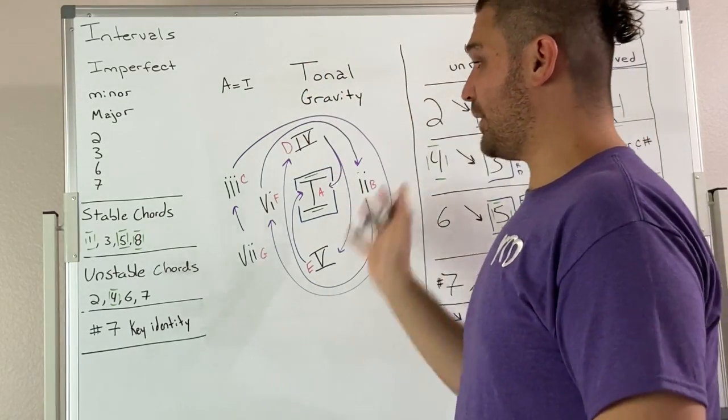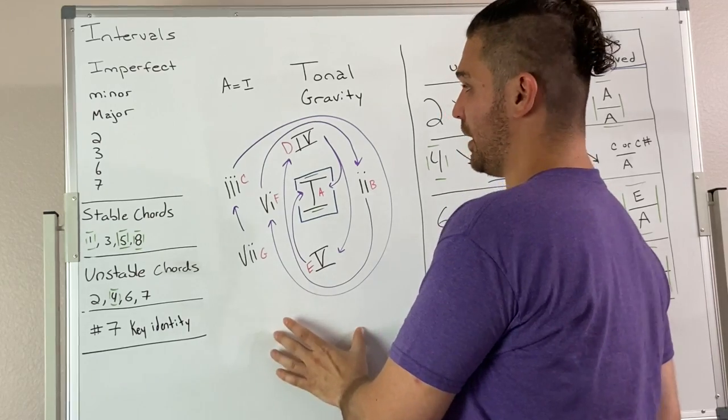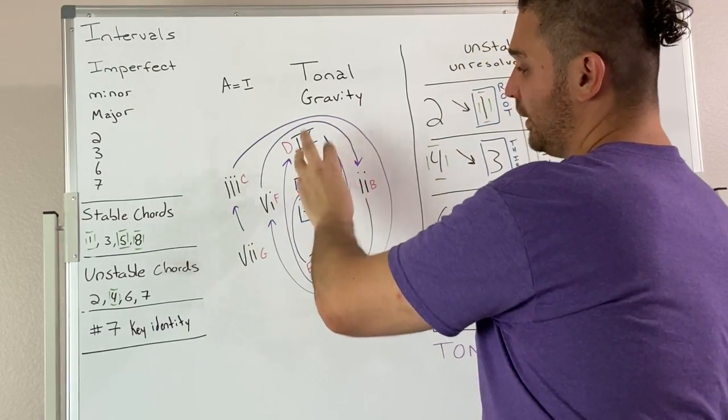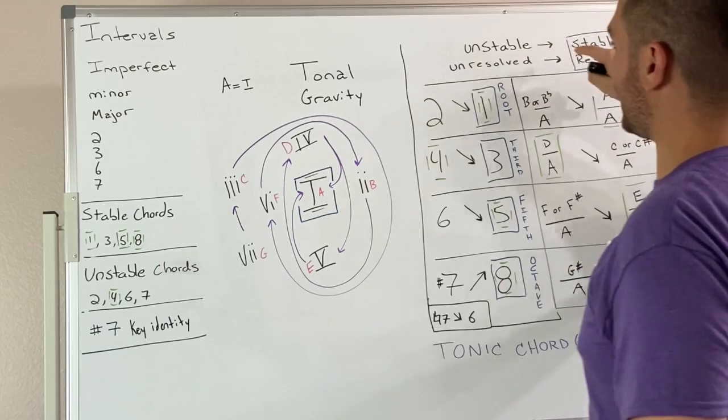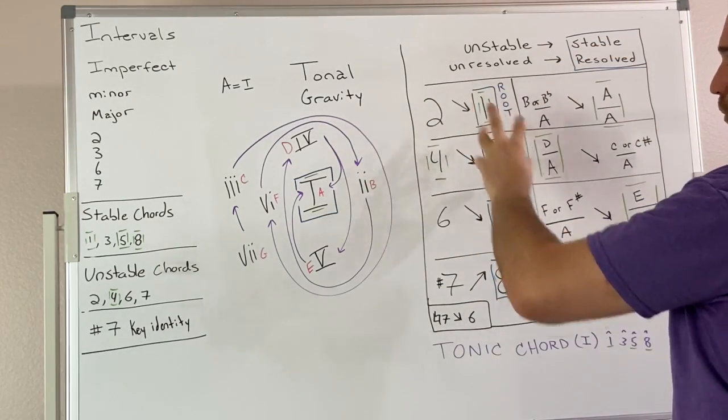If you're not working in tonality, then that's a different story, but for right now, we're going to be working in tonality. And because everything leads back to 1, we have unstable and unresolved intervals that like to move to the stable or resolved ones.